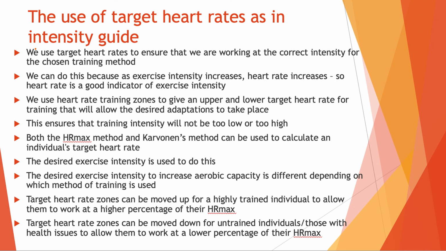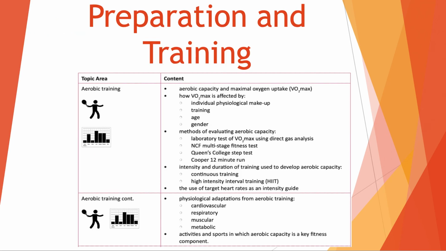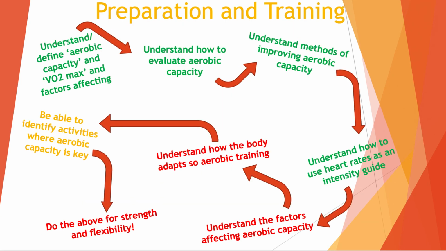Target heart rate zones can be moved up for highly trained individuals to allow them to work at higher percentages of their heart rate maximum. They can be moved down for untrained individuals or those who have health issues so that they can work at a lower percentage of their heart rate maximum. Okay, so that now means that in terms of the specification, we are here, and we'll be moving on to factors affecting aerobic capacity in this topic area next.